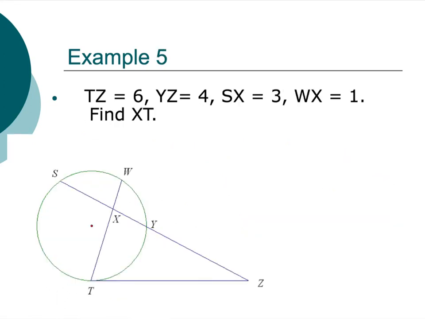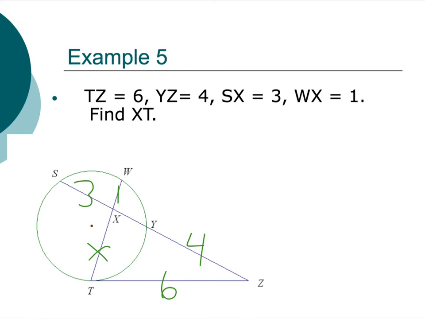Lovely. All right, here we go. Last problem of the day. We got TZ is 6. And then we got YZ is 4. And I've got SX is 3 and WX is 1. And I want to figure out what XT is. Okay. Well, can I outright figure out what XT is? No, I cannot. I'll call it x, though. We'll solve for it eventually. For now, I got to figure out something else.